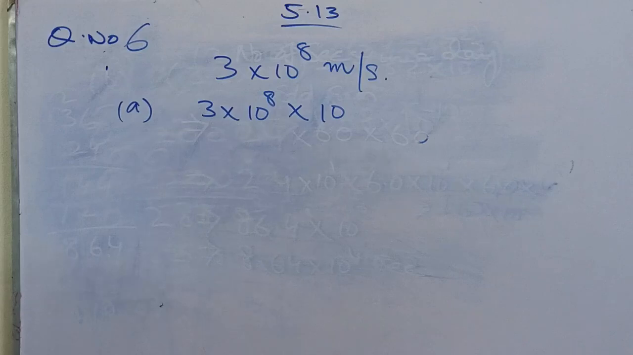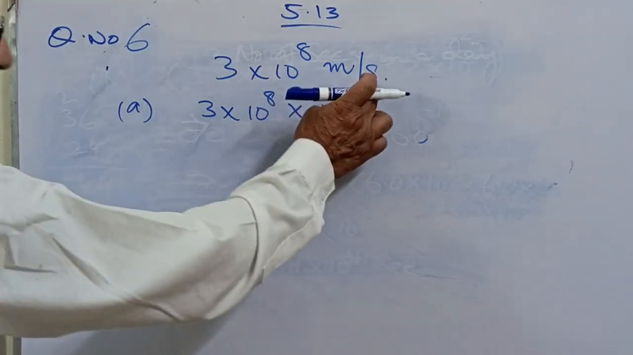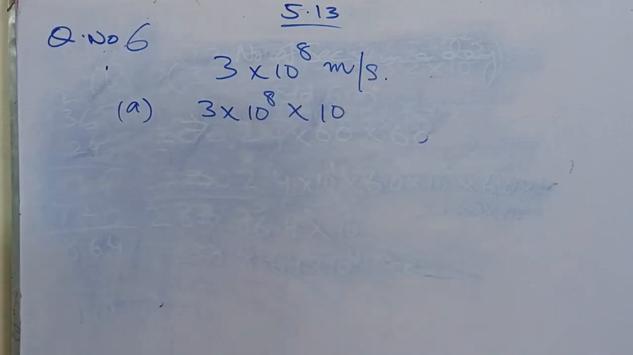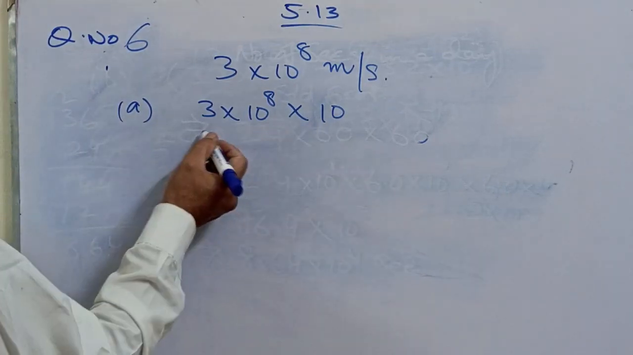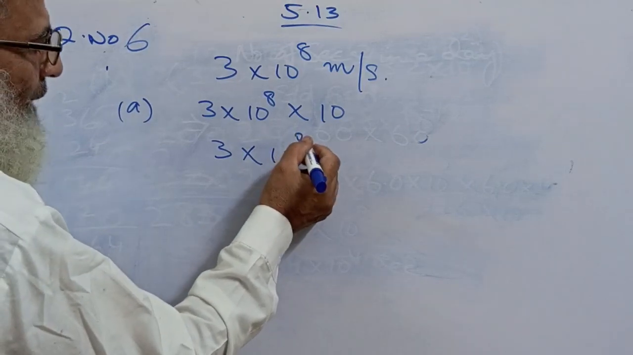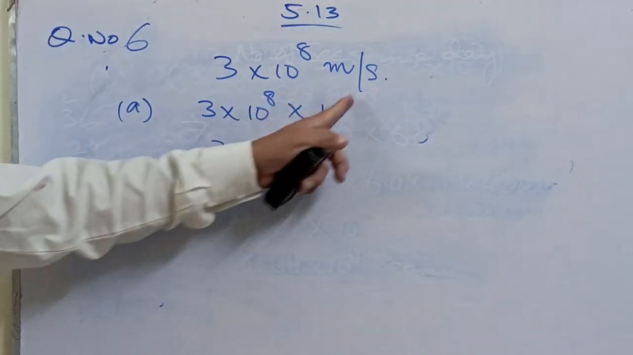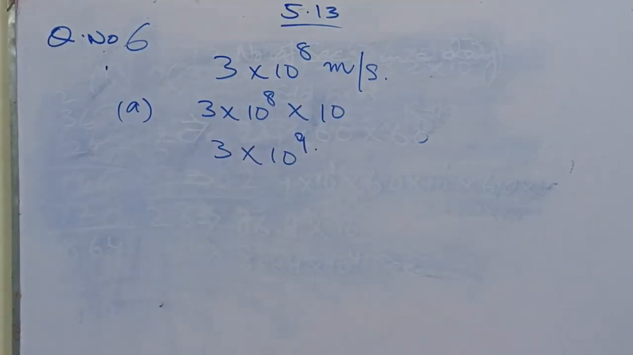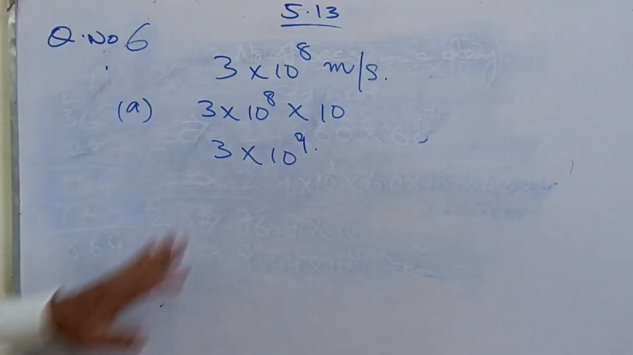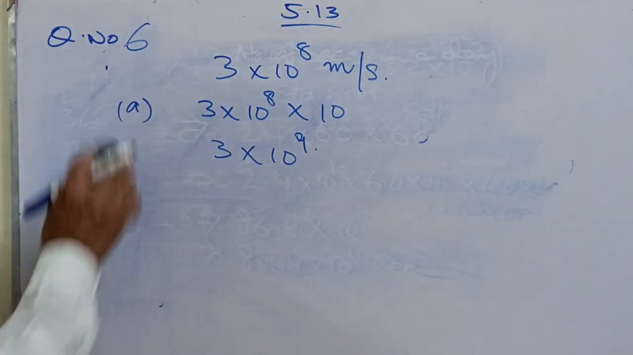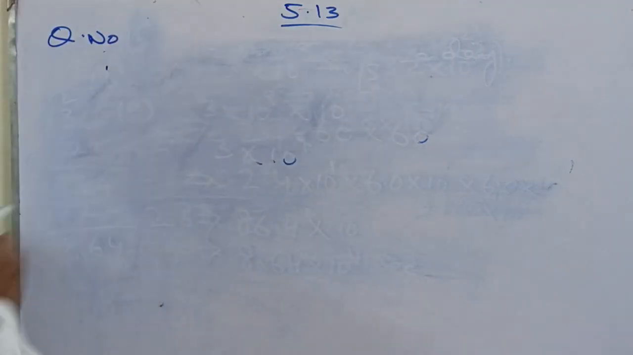So there is no problem of conversion from one unit to another. If this was in hours, then we would have to change it into seconds. Since both are in seconds, there is no problem. So you see that it will become 10 raised to power 9, because 8 and 1 will be added together. Now there are two more questions, but they are just like this one. Question number 7. I am winding up this exercise now. This is the last question.